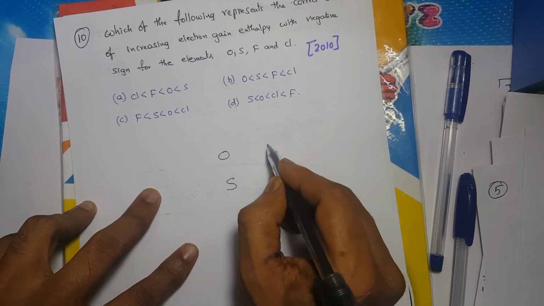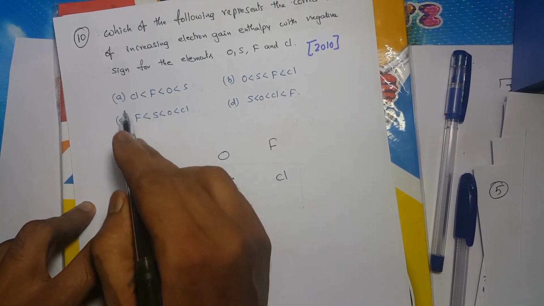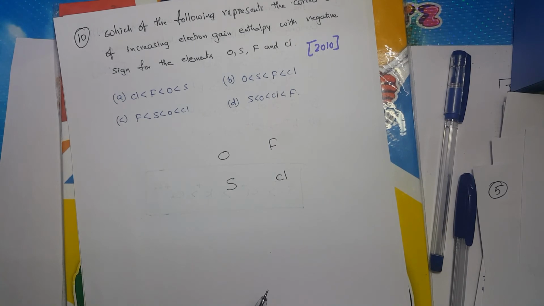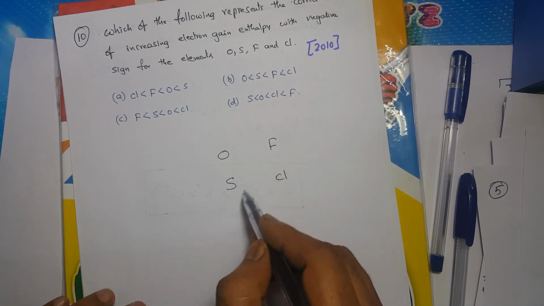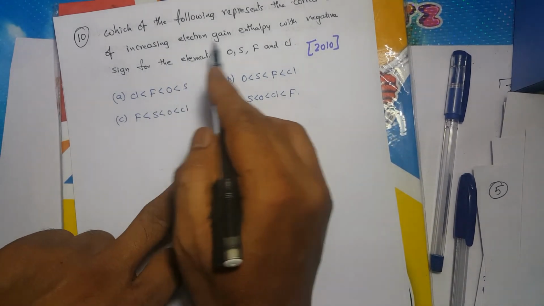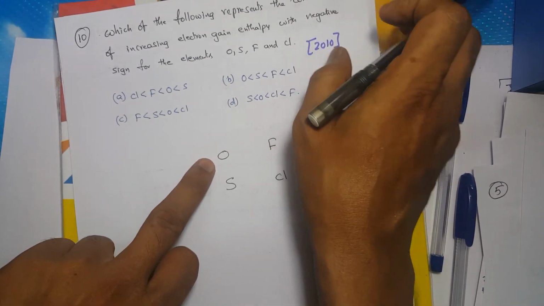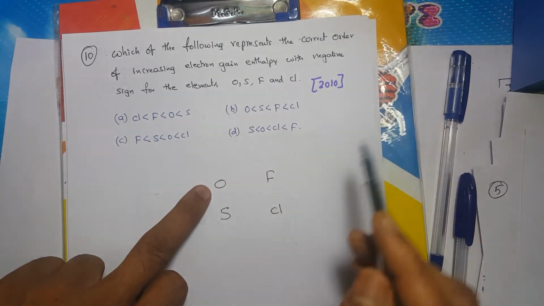Okay, same group: fluorine and chlorine. These are the four elements being compared here. These are one group, and these are one group. You know, electron gain enthalpy or electron affinity. What happens in the case of electron affinity?